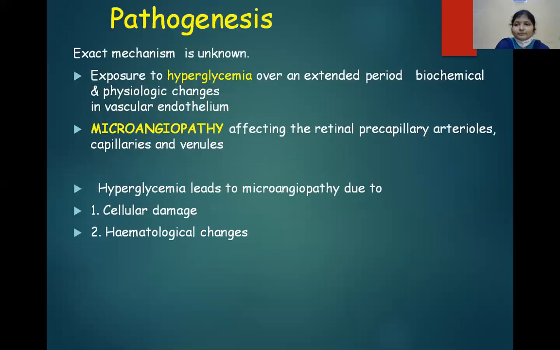Next, coming to pathogenesis of diabetic retinopathy. The exact mechanism is not known, but exposure to hyperglycemia over an extended period leads to certain changes in the vascular endothelium. These are called microangiopathy. That is, it affects the retinal precapillary arterioles, capillaries, and venules. So it leads to microangiopathy because of cellular damage and hematological changes.